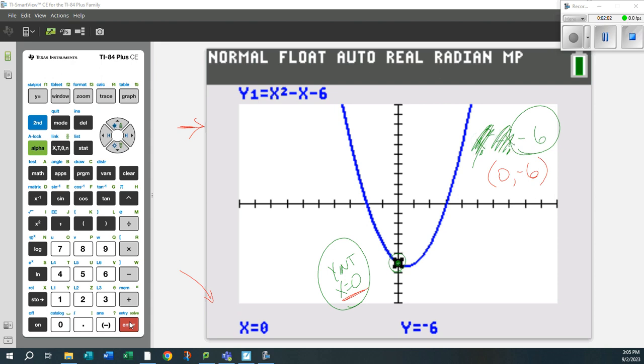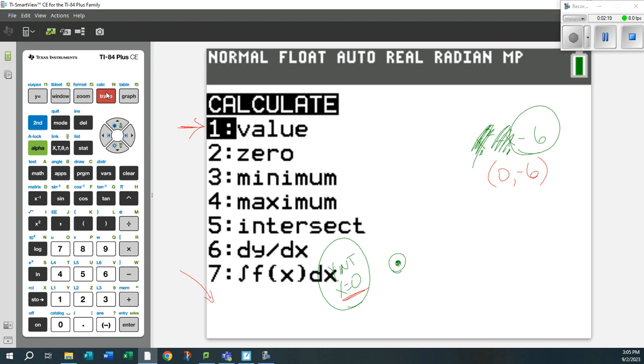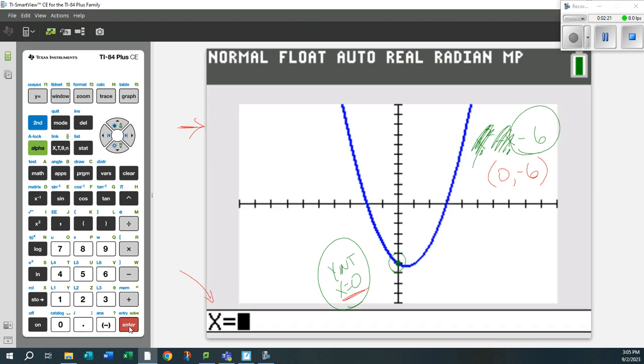Yeah, but what else can you do with this calculate button? What else can you do with the value button? You can find any point on this parabola as long as you give me the x value. You can find any point. What are you talking about? Watch, I'm going to go back to second calc. I'm going to hit value again, and I'm going to put any value I want in here. I'm going to actually put in a value of x equals 2.